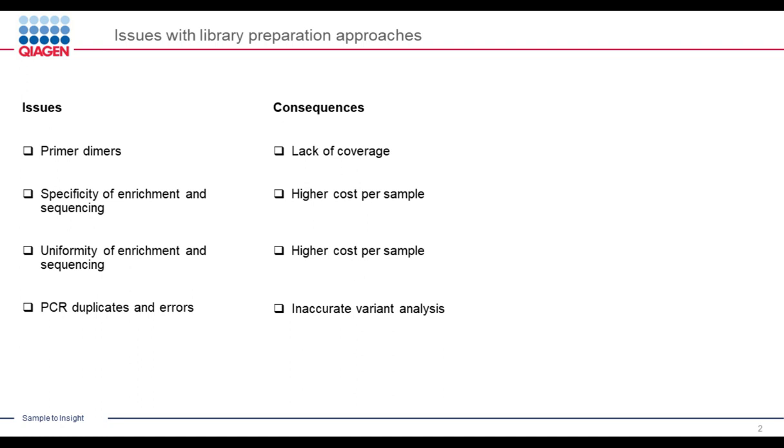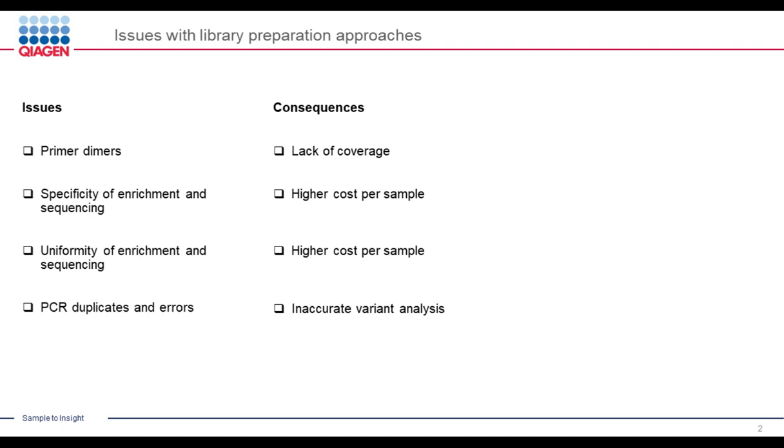Why is specificity of enrichment an issue? It's because it would be associated with a higher cost per sample. And the same goes for uniformity. If you have a low uniformity across your regions of interest, you end up with a higher cost per sample. PCR duplicates and errors are an issue simply because they could end up with inaccurate variant analysis.